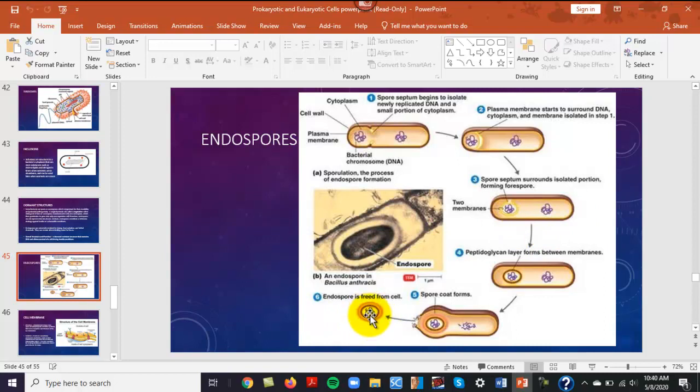And that spore can sit there for a long time. There are documented cases of spores sitting for thousands of years until the conditions improve and they can break out of that and start growing again.